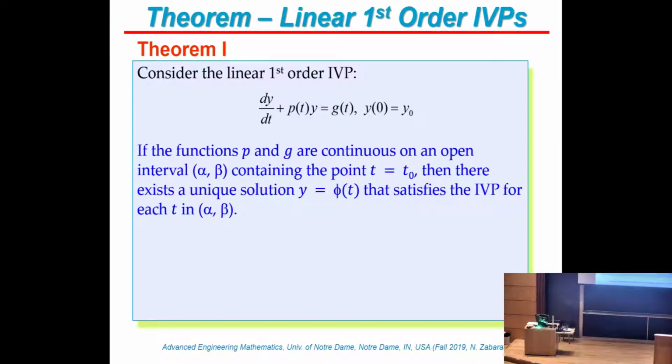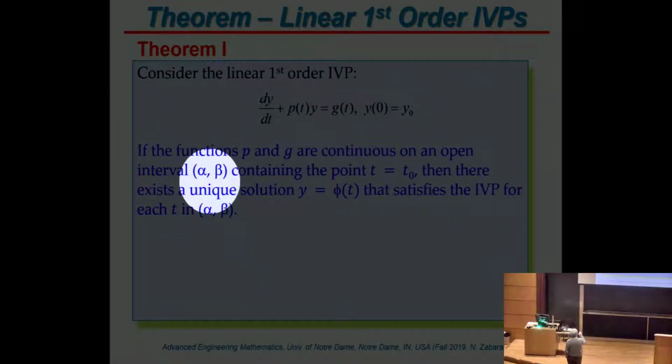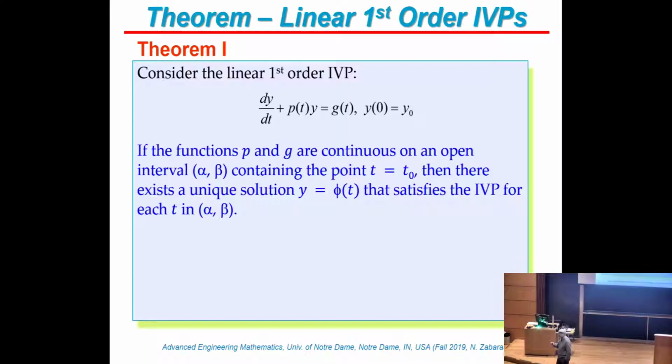Bottom line, what I want you to pay attention to is, the theorem says if the functions p and g are continuous in some interval, then there is a solution within some subset of that interval. That's all. All right, so if you have some functions that don't have discontinuities in an interval, you can guarantee with this theorem that not only is there a solution, but it's unique. Okay?